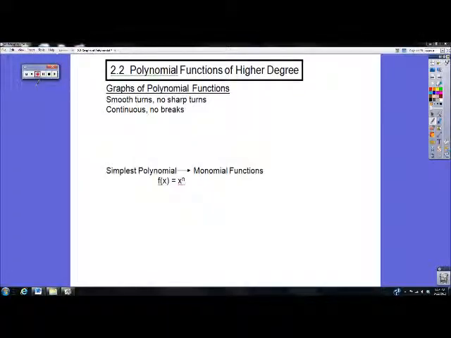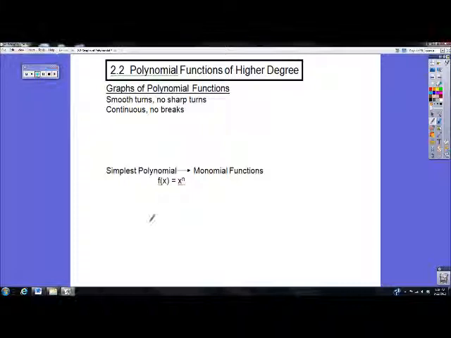Section 2.2, Polynomial Functions of Higher Degree. Today we're going to talk about graphs of polynomial functions. Graphs of polynomial functions have smooth turns, no sharp turns, they are continuous, and they have no breaks in the graphs. Let me give you a couple of examples of what your graphs may look like.